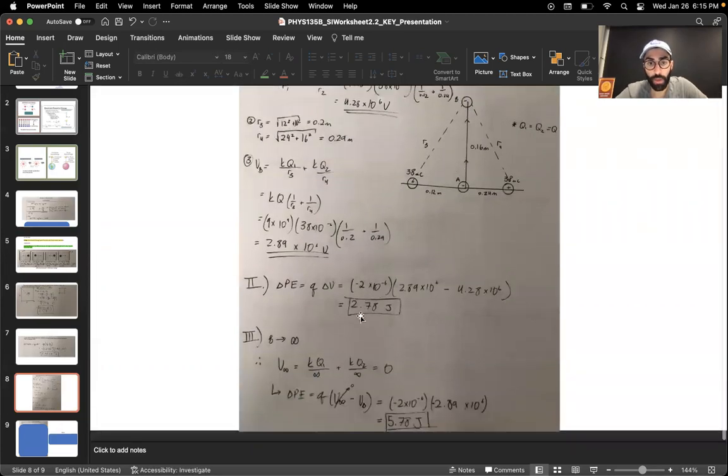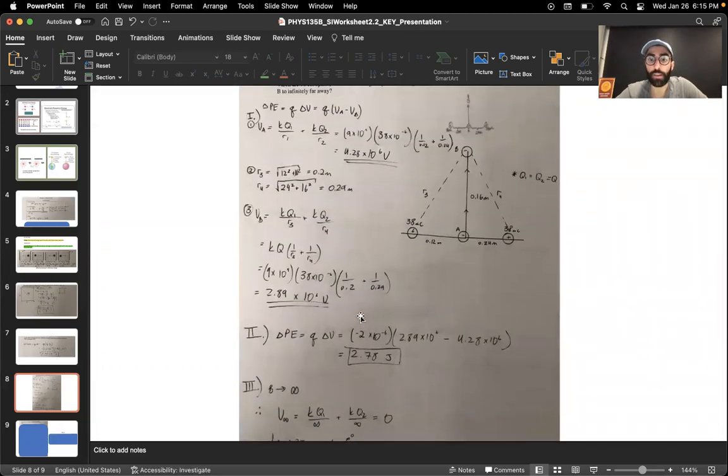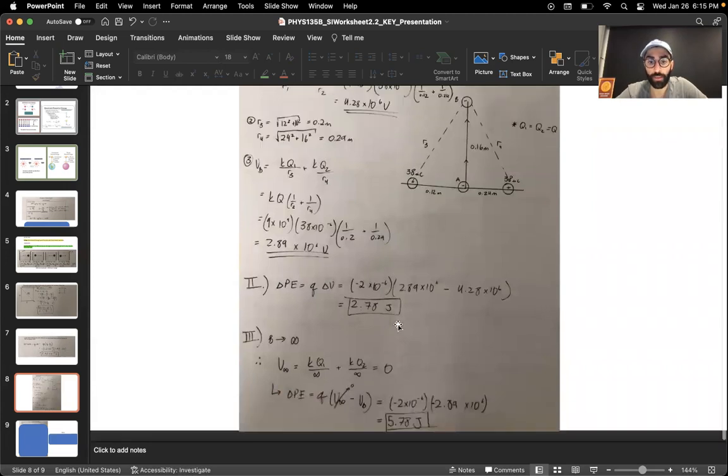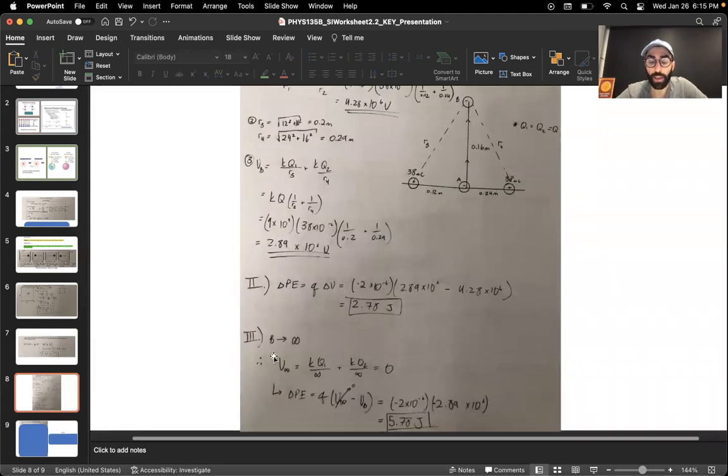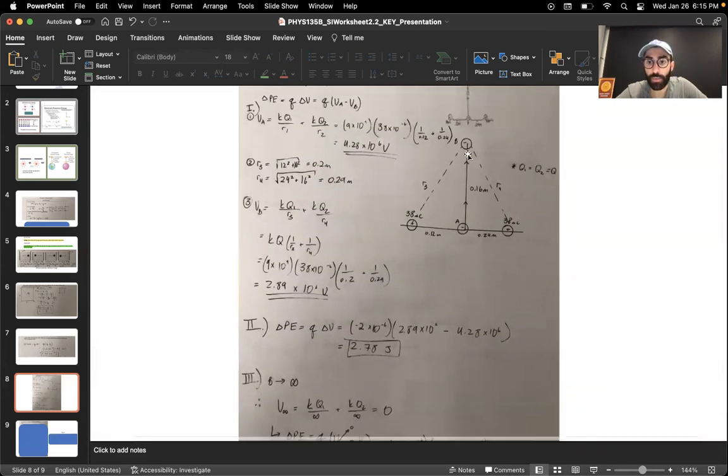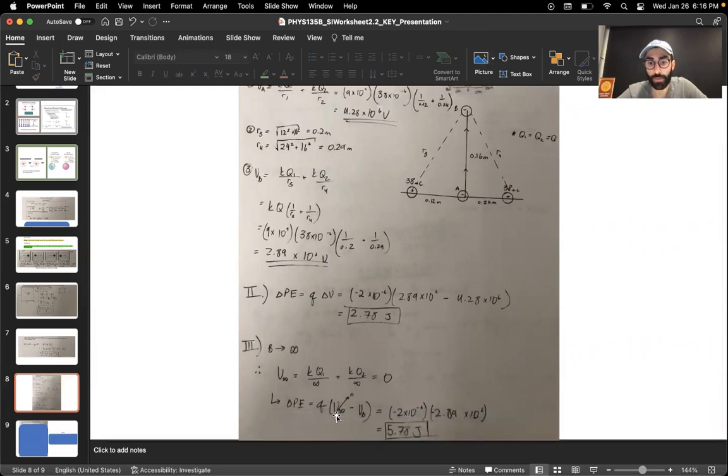All right. So the next thing it asks is, let's say we move it from B to infinity. So let's first find that voltage, that potential at infinity. So what we have here is K Q1 over infinity and K Q2 over infinity. Because now you can imagine this guy is like all the way up. And that new radius is infinity. So anything over infinity equals 0.